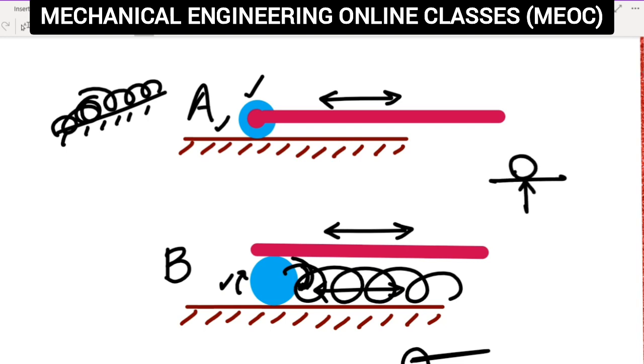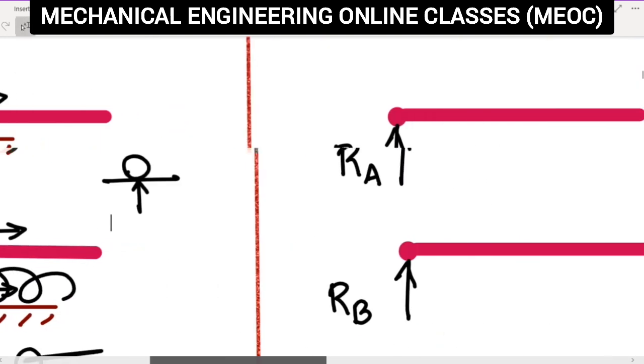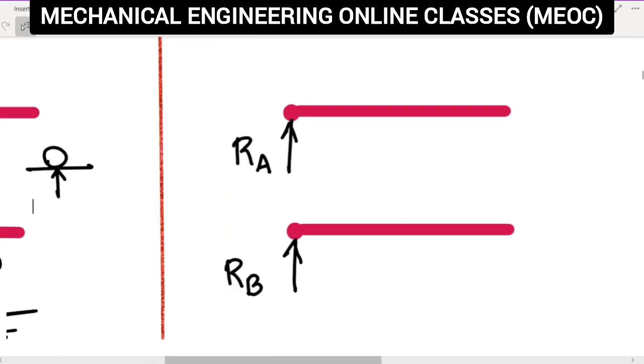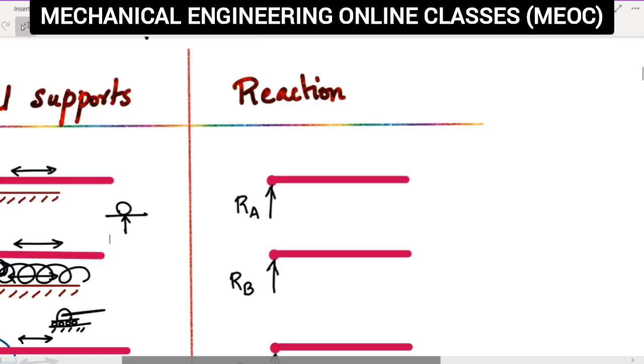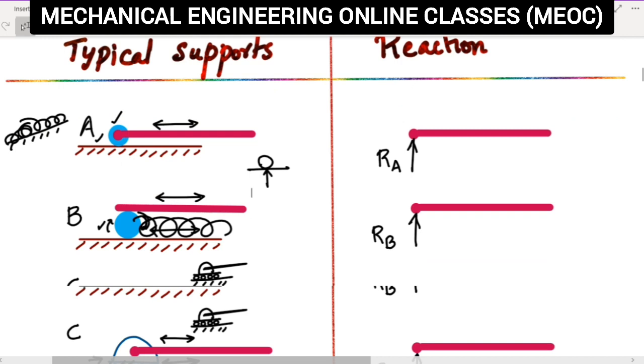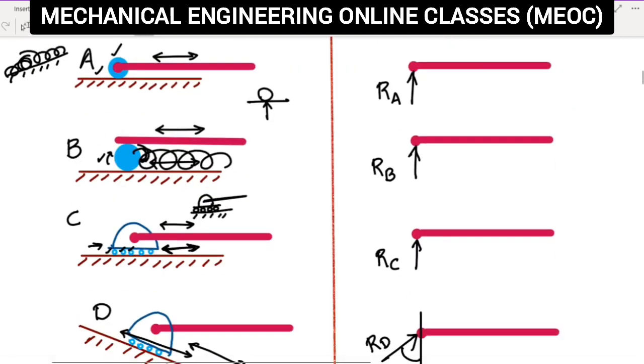There is a normal reaction because of this roller. So that can be shown as the FBD of the object. At point A there is a normal reaction. Let the normal reaction at A be RA. Similarly at B also we have a normal reaction RB.